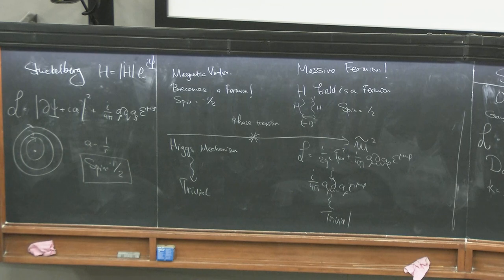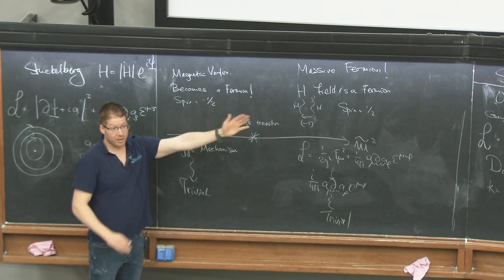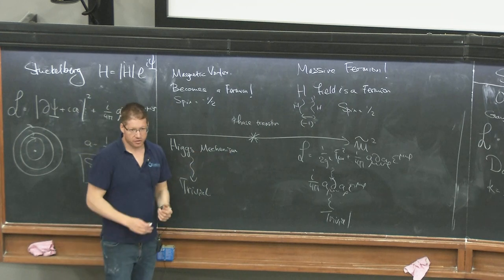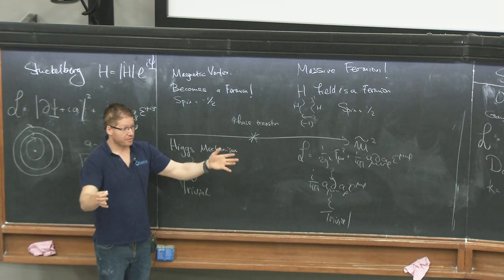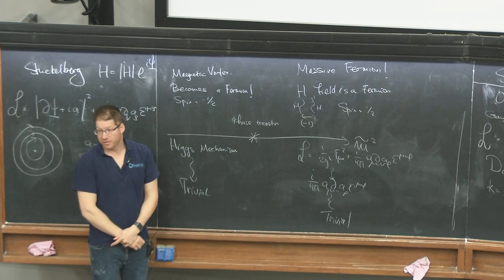Now the question to the audience, those who've never seen it before. We have a model where there is a spin a half particle on one side, a spin minus a half particle on the other side, and there is a phase transition. Does anybody know a model which has a massive fermion on one side, a massive fermion on the other side, and the spin goes from a half to minus a half? Did anybody ever see such a model?